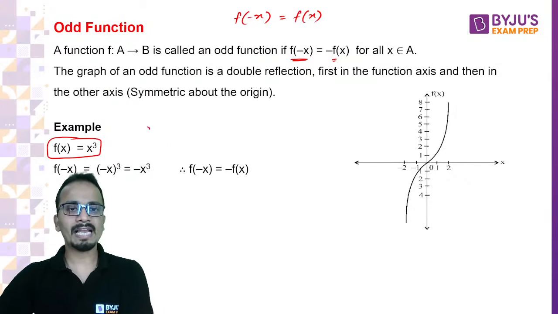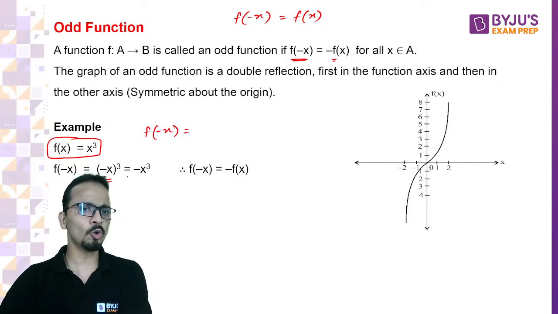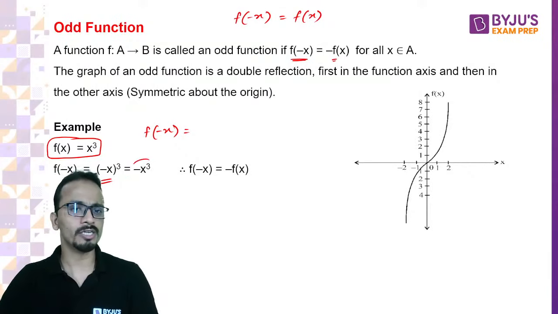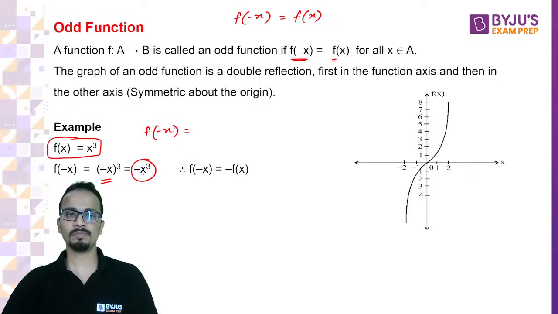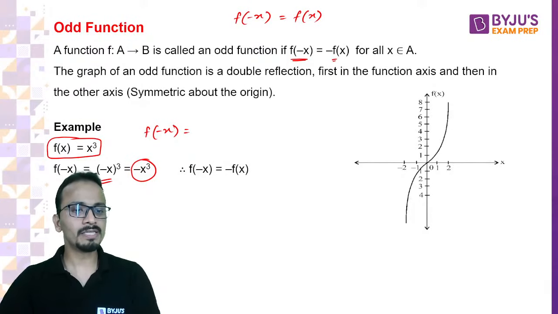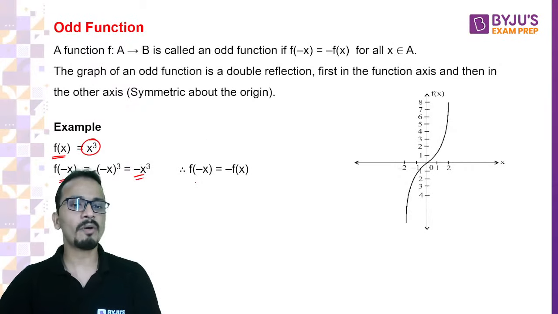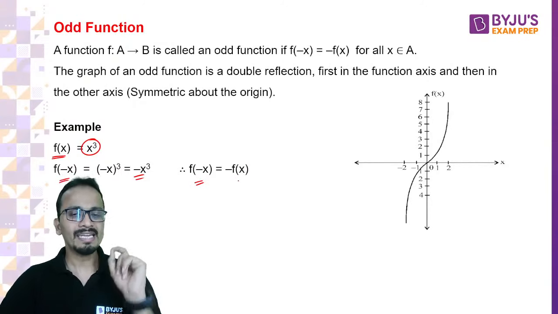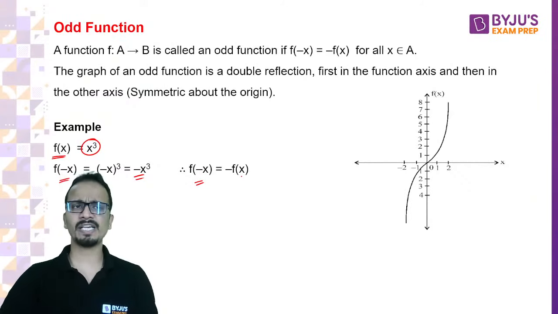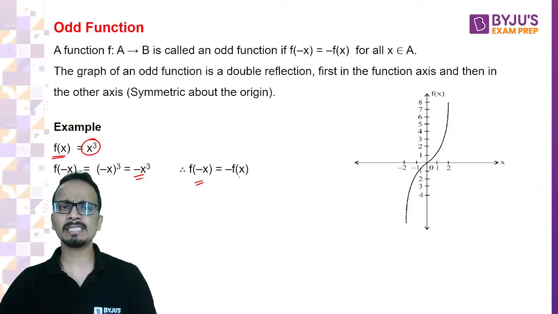So if I calculate f of minus x, it will be equal to minus x whole cube. And since the power is odd, it will become negative of x cube. All right. Now if you compare these two functions, this was f of x, which is x cube, and f of minus x is minus of x cube. You can say that f of minus x is equal to negative of f of x. And that satisfies the condition for an odd function. And hence, I can say that this function is an odd function.